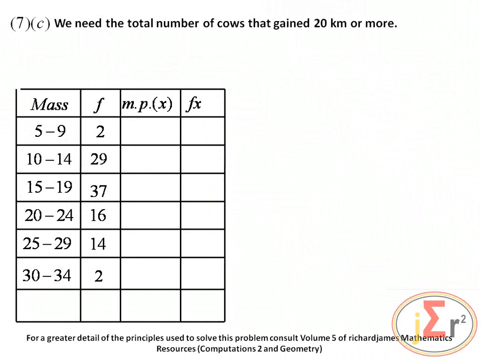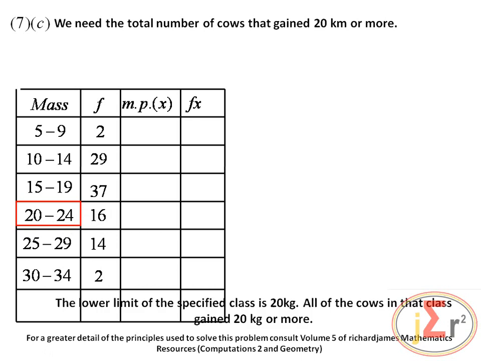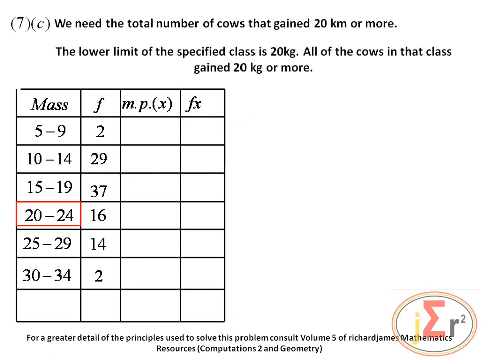We need the total number of cows that gained 20 kilogram or more. So here we have 20 to 24 kilogram. Therefore for 20 kilogram or more, we are going to have these 16 also included, because in this class we have those that gain from 20 to 24 kilogram. So the lower limit of the specified class is 20 kilogram. All of the cows in that class gain 20 kilogram or more.